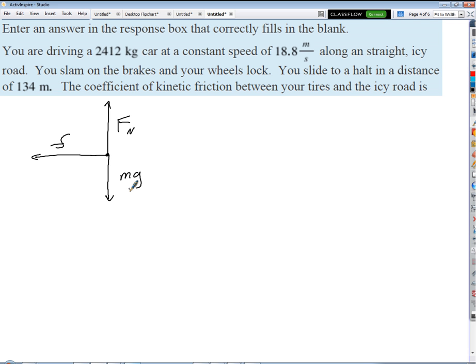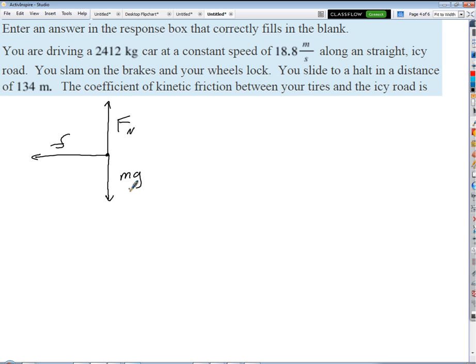Is the car accelerating vertically? It's not, is it? Right? The car is sliding across the flat ice. It's not accelerating up into the air, and it's not accelerating, burrowing down into the ice, right? Makes sense? So it's just staying in the horizontal plane. So it's got constant zero velocity vertically. So there is no vertical net force. So what does that tell us about the relationship between normal force and mg? They cancel. They're equal to each other, aren't they?